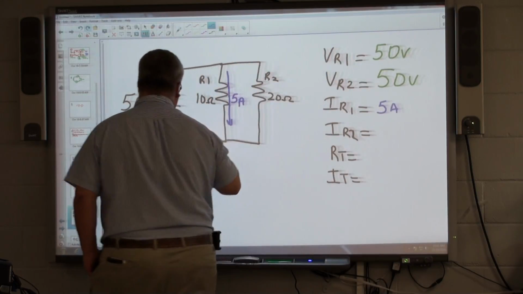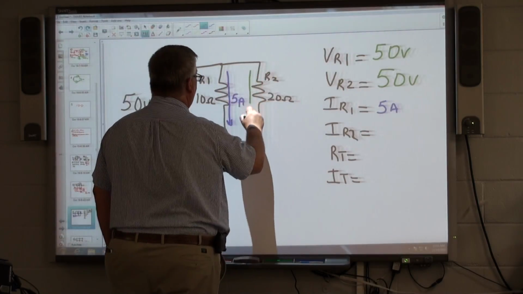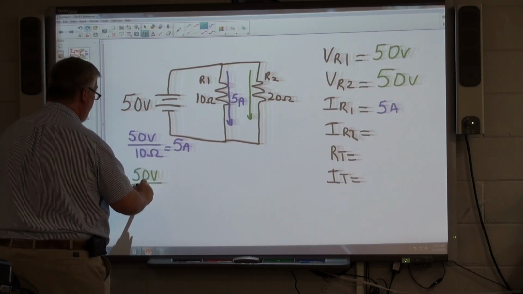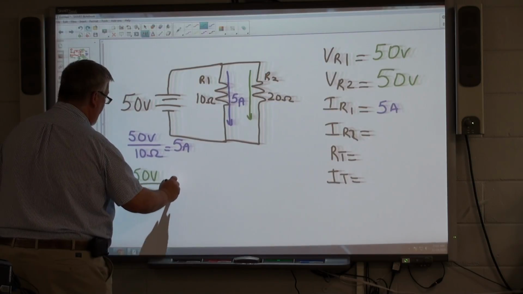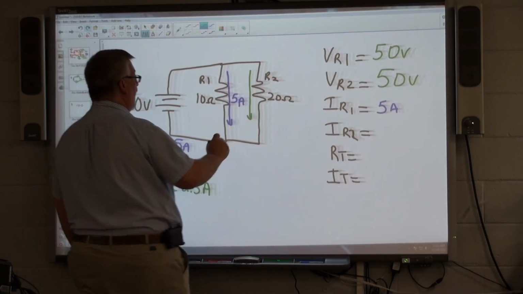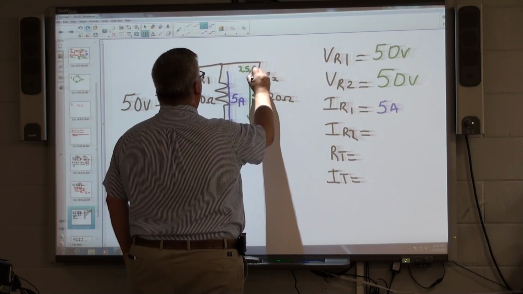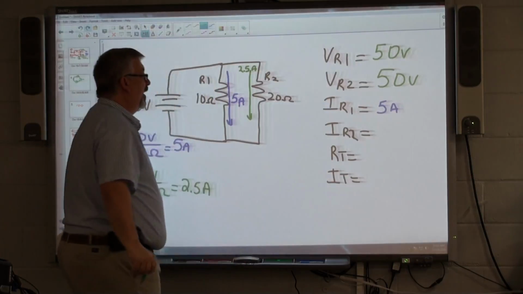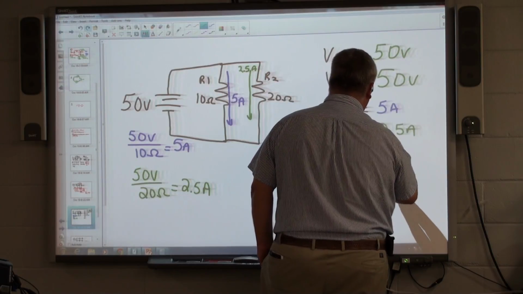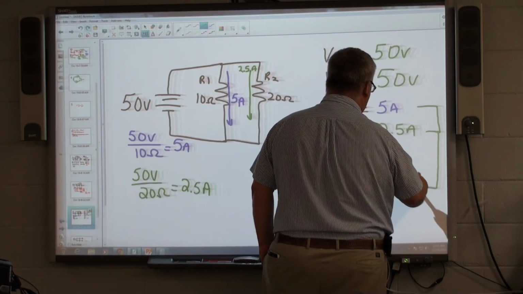All right. What about of R2? What is I of R2? 2.5. So let's see how we calculated that. We've got 50 volts again, divided by 20 ohms. That equals what? 2.5 amps. All right. So I'll write 2.5 here. So what is I total? 7.5 amps. Now we did that by adding this to this and getting that, right?